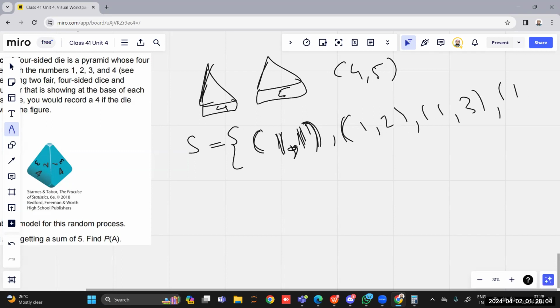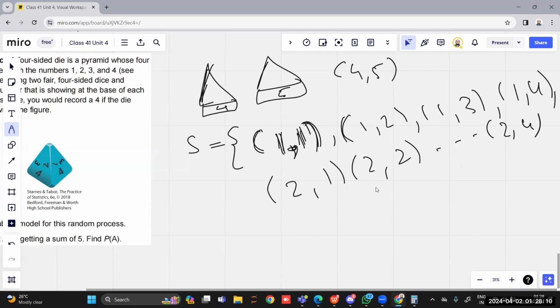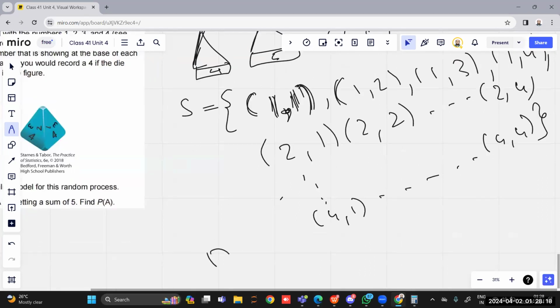So 1 1, 1 2, 1 3 and 1 4, because it has maximum 4. So like this it will be 2 1, 2 2, till 2 4, correct, and it will go on to 4 1 and this will go on to 4 4. So how many elements will be there in the sample space? Number of elements in the sample space is 16, correct? Yes, 16.